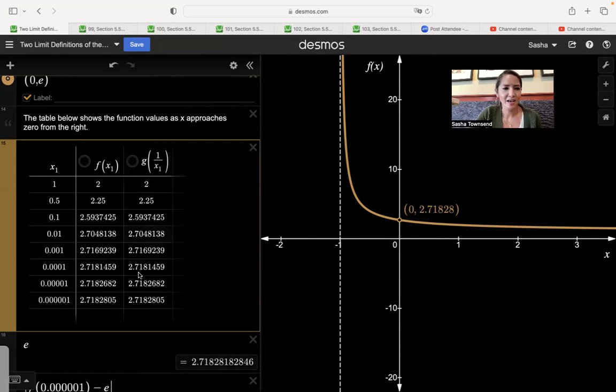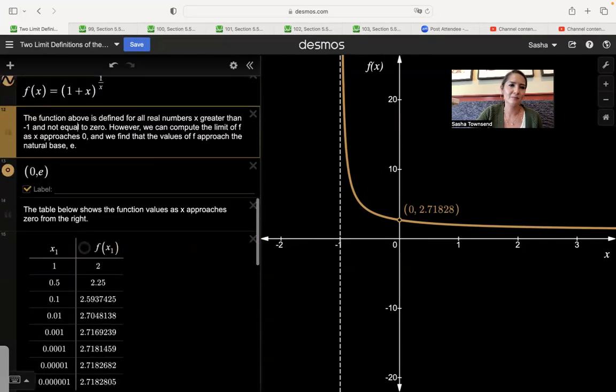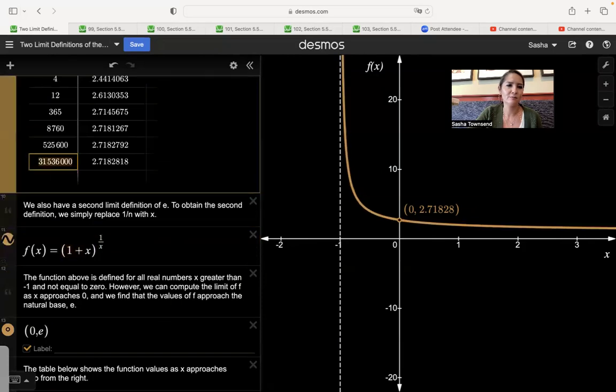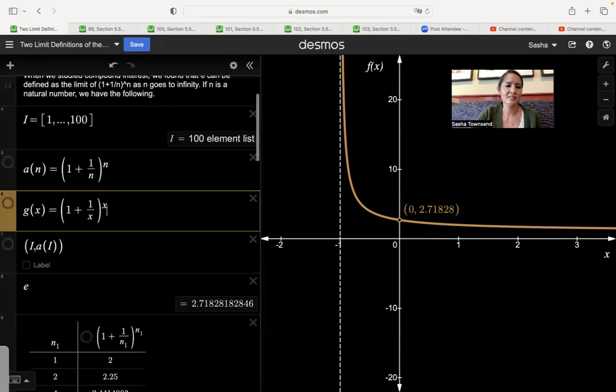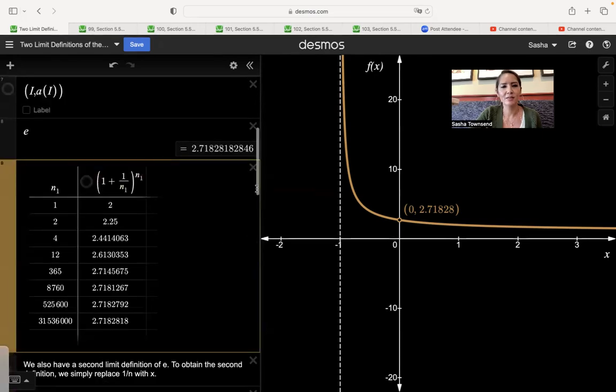We get e. So those are our 2 limit definitions of e. Take the limit of this guy as x approaches 0. Or we can take the limit of this guy as n goes to infinity. And either way, we get e.